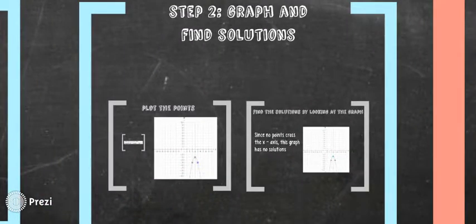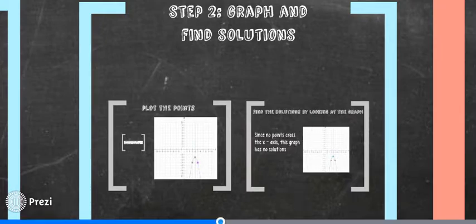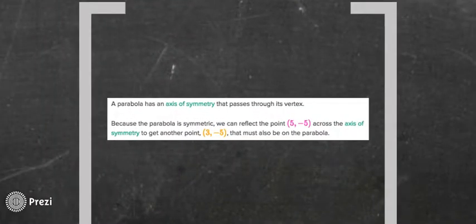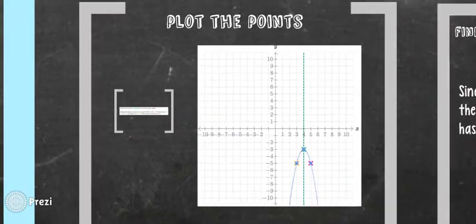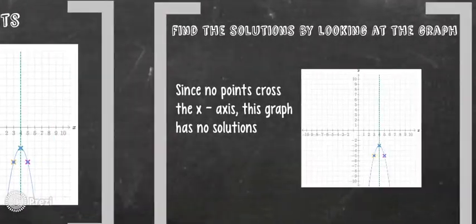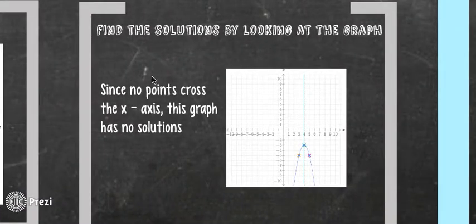So now step 2 is to graph and find the solutions. You can plot the points, and the parabola has an axis of symmetry that passes through the vertex. And since the parabola is symmetric, you can reflect the point across the axis of symmetry, and then you can find another point that will also be a part of the parabola. So once you plot the points, this is the graph that you will get. And then to find the solutions, you look to see if there are any points that cross the x-axis, and since this graph does not have any points that cross the x-axis, it has no solutions.